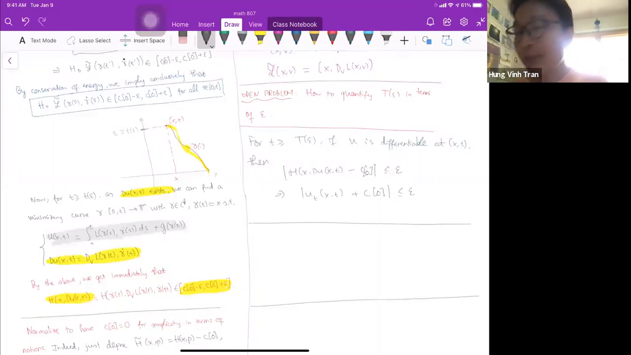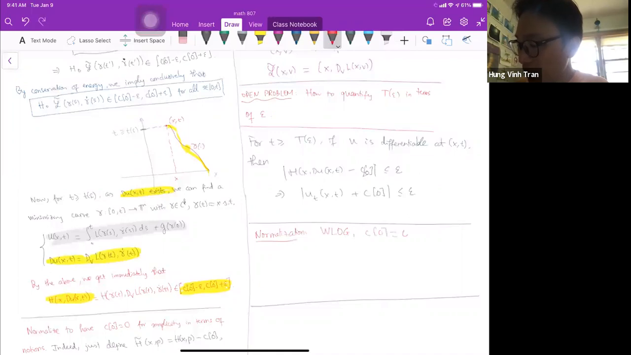And now, you see that the constant C0 is floating around. It's not so important, because it's just a constant. So this is typically what people do in the theory: we do normalization just to get rid of C0, right? So without loss of generality, we can assume that C0 equals zero, because otherwise you can just look at the new Hamiltonian H tilde equals H minus C0.